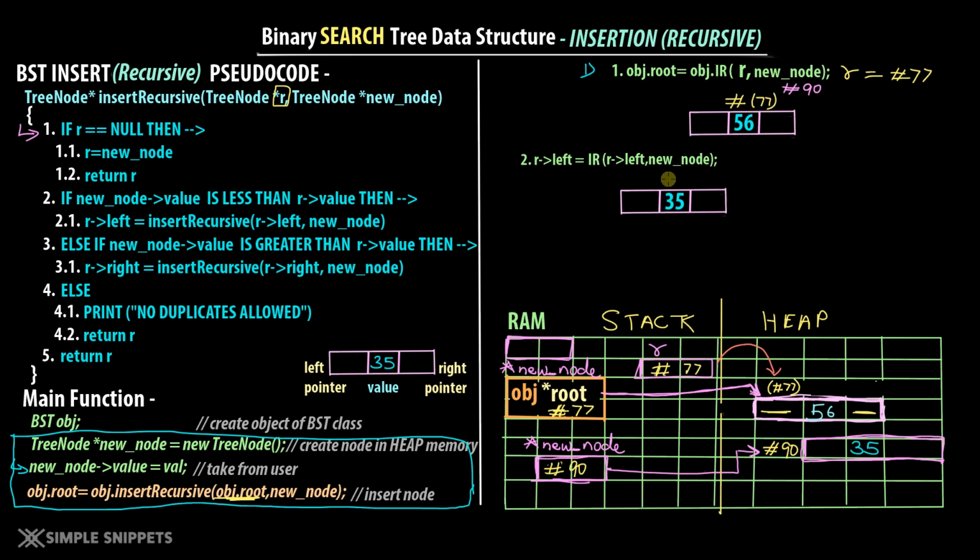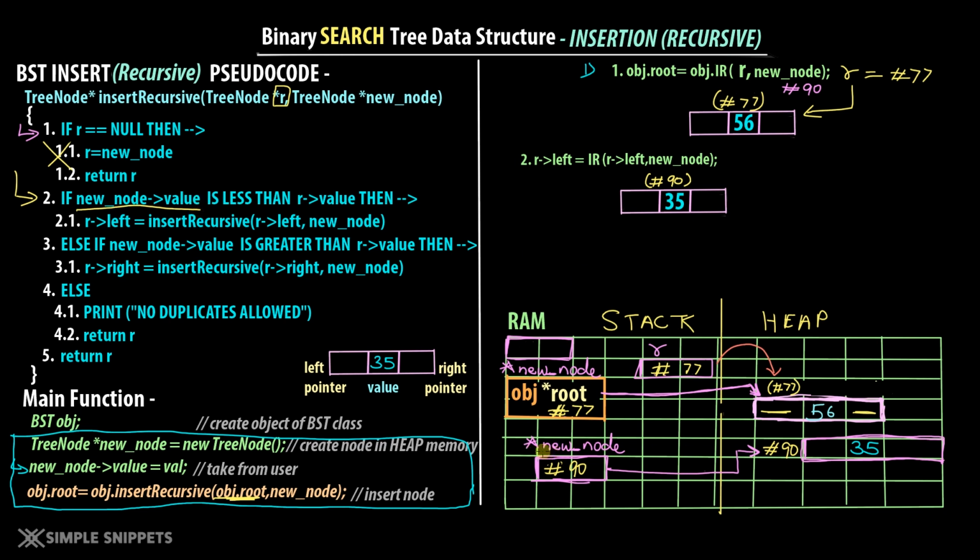So the first node was created at the memory address hash 77. The second node that we want to insert is created at the address of hash 90, correct? Now these are all fake addresses. We are just using them for reference purposes, right? So R is pointing to the first node right now, which means R is not null. So the first condition is not true. We will proceed with the second condition. In the second condition, now we are checking if new node's value, what is the value of new node?